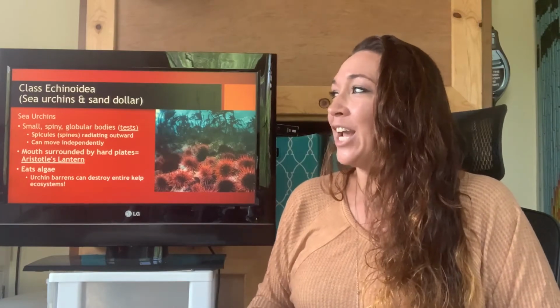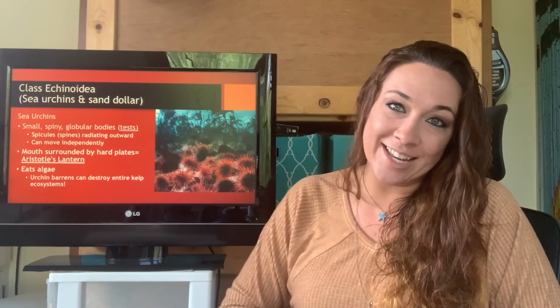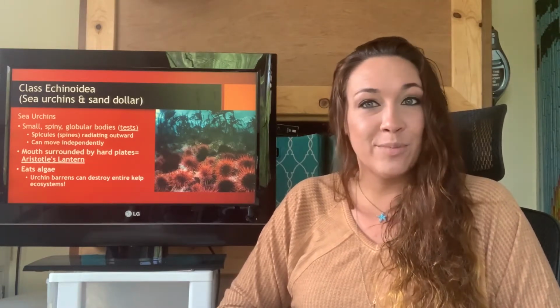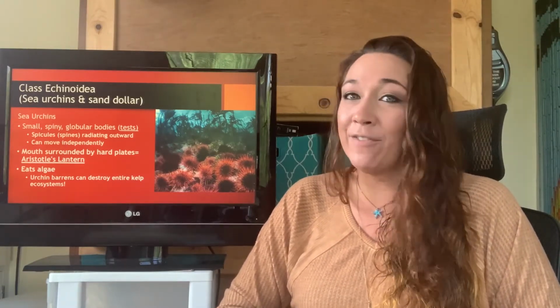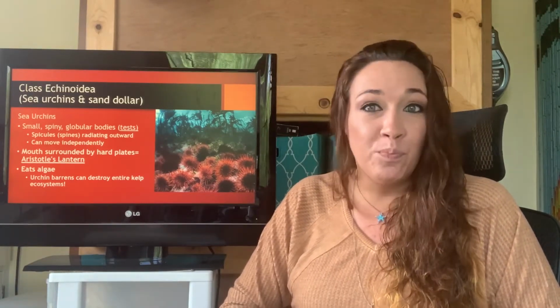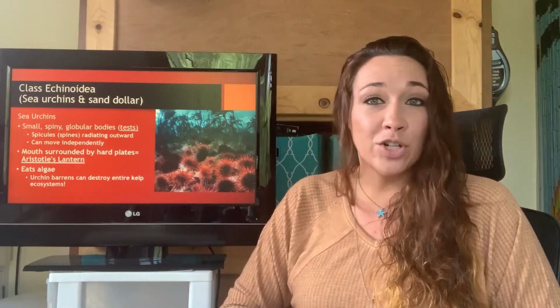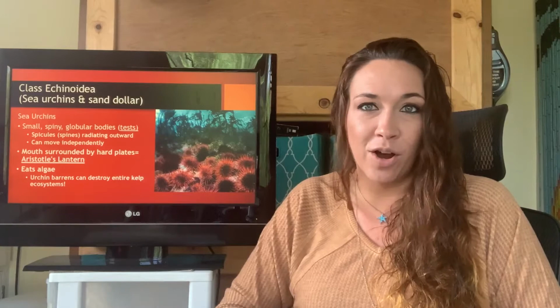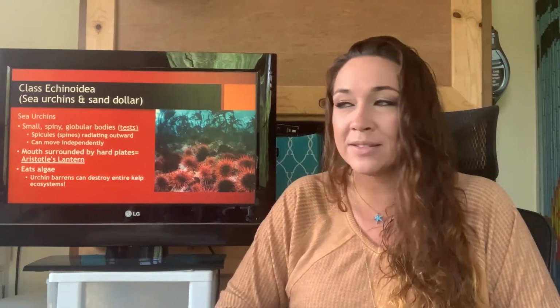Moving to the class Echinoidea, these are your sea urchins and your sand dollars. Again, they have that pentaradial symmetry, even though it doesn't look like it. They've got their little tube feet for moving around, and they also have spines. This is where we actually have legit spines. Both the urchins and the sand dollars have spines, but the sand dollar spines are not nearly as strong and big as the sea urchin spines.